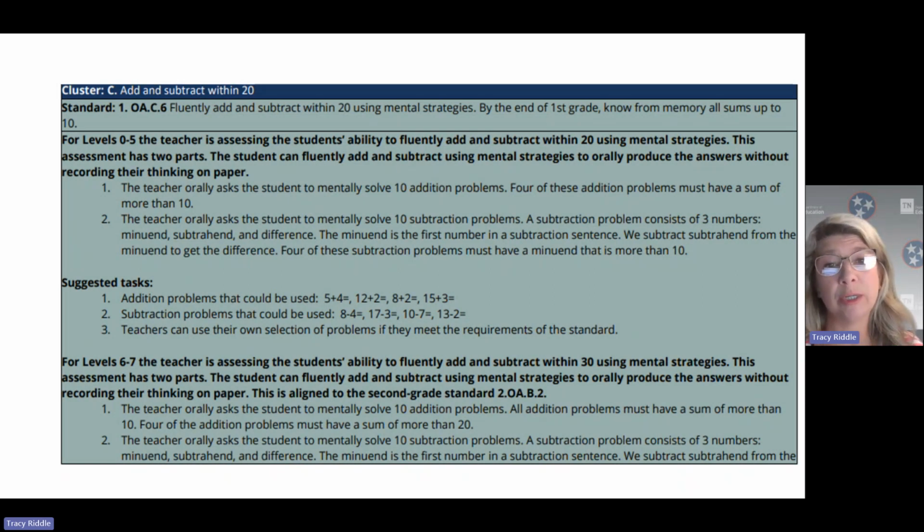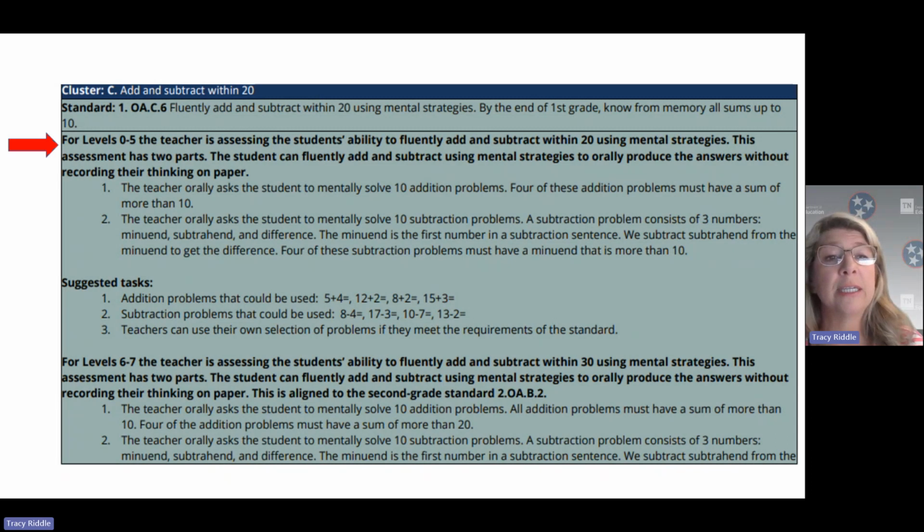This has two parts. The student can fluently add and subtract using mental strategies. The student will orally produce their answers. They will not put their thinking on paper. There will be no paper, objects, or drawings for students when assessing this standard. Again, this standard is the student's ability to use their mental strategies.